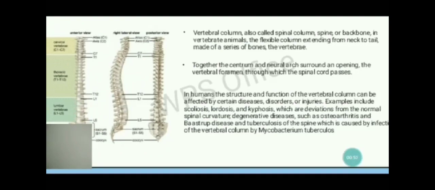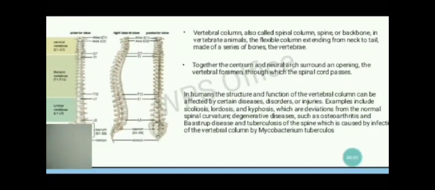In humans, the structure and function of the vertebral column can be affected by certain diseases, disorders, or even injuries. Examples include scoliosis, lordosis, and kyphosis, which are deviations from the normal spinal curvature. Degenerative diseases such as osteoarthritis and Pott's disease, or tuberculosis of the spine, are caused by the infection of the vertebral column by Mycobacterium tuberculosis.